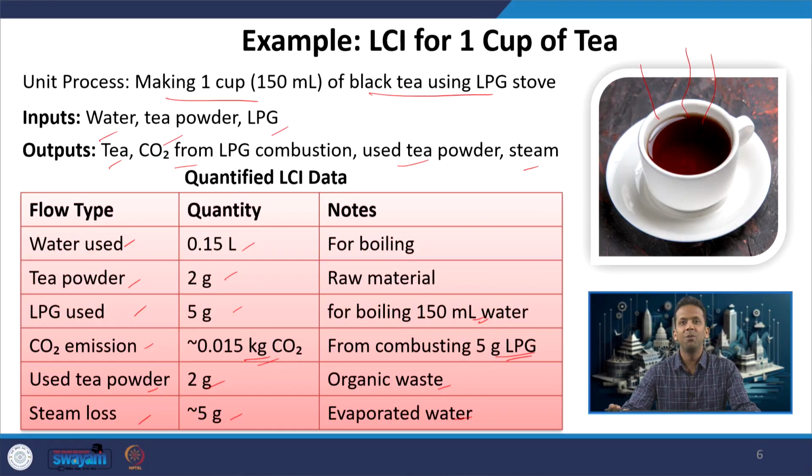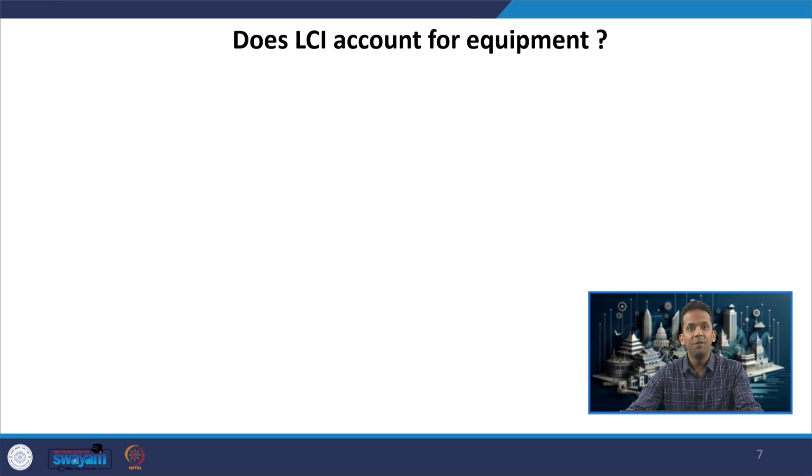But if you see carefully, for making 1 cup of tea, there are many other things which are also required. If we have to burn LPG, we would need a burner for it, we would need a lighter for it. To strain the tea, we would need a strainer, then we would need cutlery to serve the tea, or else the purpose will not be served, unless the system boundary for making this tea is just the process of making tea. So, the question is, does life cycle inventory account for this kind of equipment or not? Because if this equipment is not there, it will not be possible to make tea.